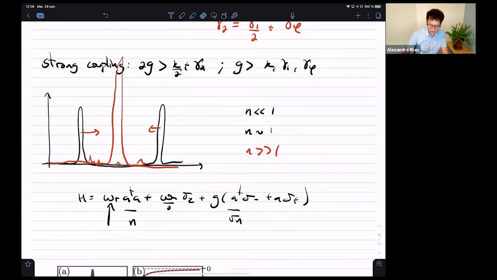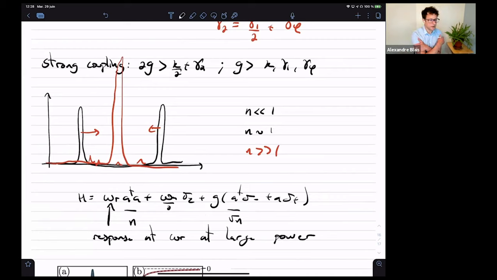Excellent. So response at omega r at large power. So this is why these experiments have to be done at very small power. Good. This is in fact the only thing that I wanted to say about the dispersive regime. I see now that I have something like 15 minutes left. Timing is good.